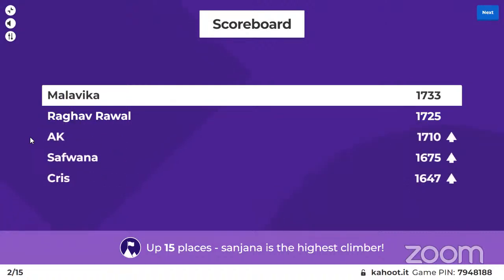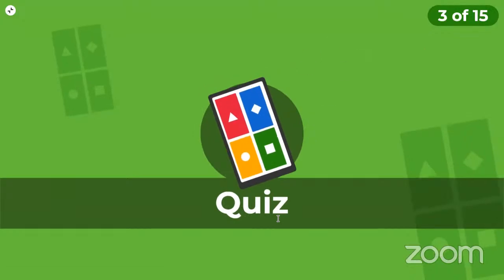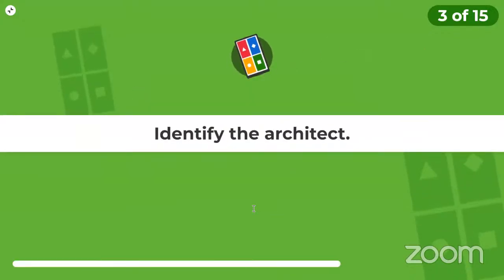We have a new topper. Malavika is the new topper here with 1733 points. Second, we have Raghav Raval. Third, we have AK with 1710 points. Fourth, we have Safwan, and fifth, Chris. Sanjana is the highest climber after the second question, climbing up 15 places in the scoreboard. Moving on to the next question, the third question.